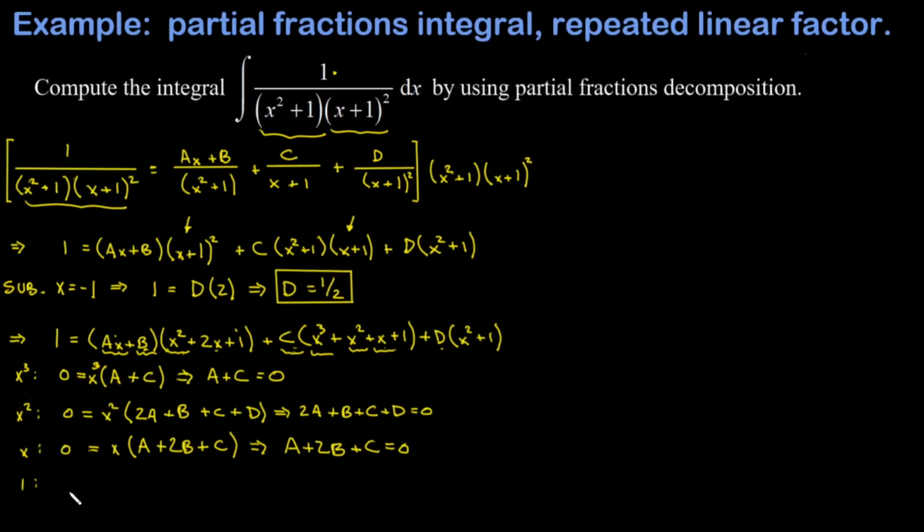Finally, I compare the constants on the left and right hand sides. And the constant on the left hand side is 1. And on the right hand side, from my first term, the only constant I'm going to get is a b times 1 or a b. From the c containing term, I get a c. And from the d containing term, I get a d. So I arrive at a fourth equation, b plus c plus d is equal to 1.